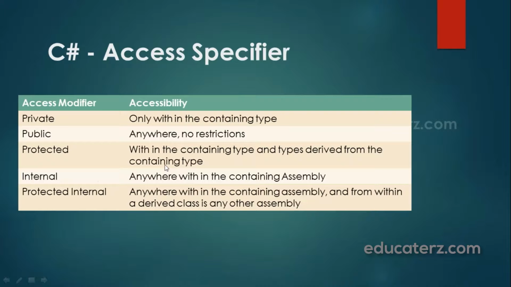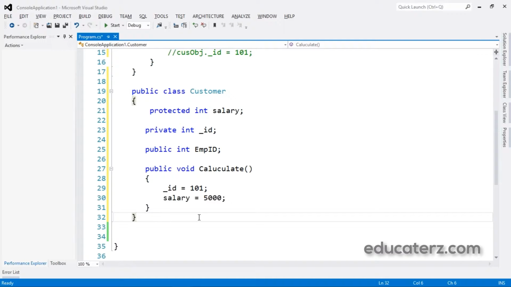So what protected means: within the containing type you can access it. Till now it is the same as private. Protected and private are the same here. Then protected has additional features: types derived from the containing type, which means I am going to implement the inheritance concept. I am going to declare one more class, called corporate customer.